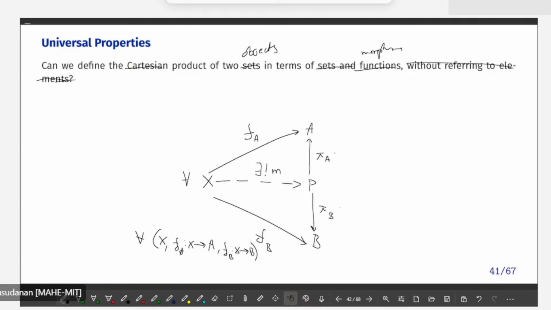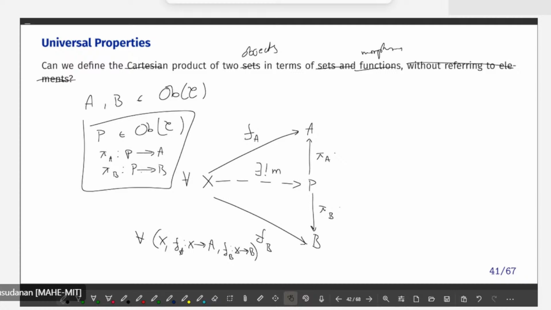So a product of A and B, two objects A and B in a category C, is an object P of the category C together with two morphisms pi A from P to A, pi B from P to B. So this is also a triple. This triple is the product, not just the object.